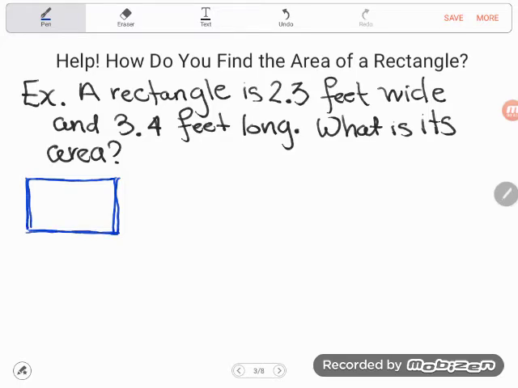It is 2.3 feet wide. Okay, 2.3 feet wide. And 3.4 feet long. Okay, 3.4 feet long. What is its area? Now some of you guys know, hey, if I want to find area, I just multiply the two dimensions.